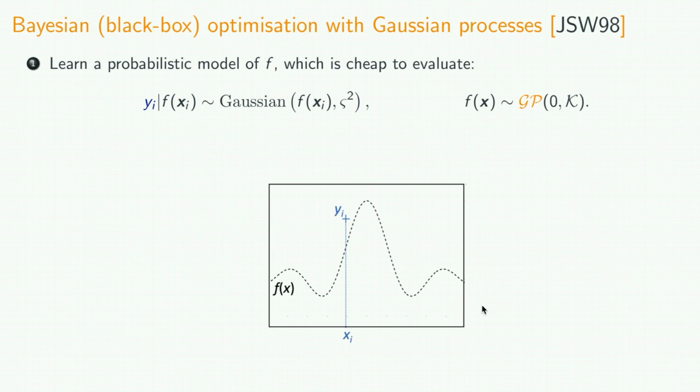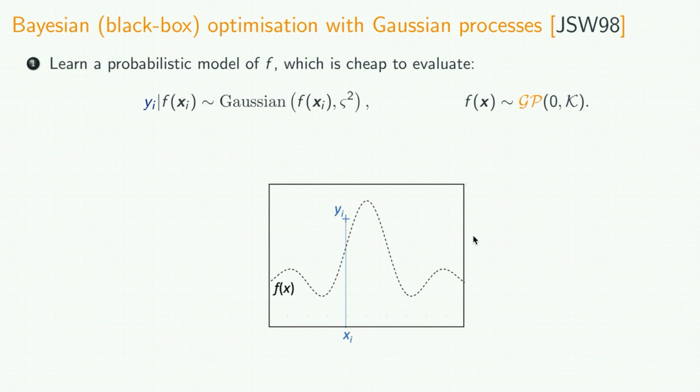When we do Bayesian black box optimization with Gaussian processes, we build a surrogate model based on the Gaussian process model. So we learn a probabilistic model of f. We assume f is not observed, so we put a Gaussian process prior over f. A Gaussian process prior is a prior over function space. And then we assume some residual noise: for every evaluation y_i at x_i, we assume we have some Gaussian noise with some standard deviation sigma.